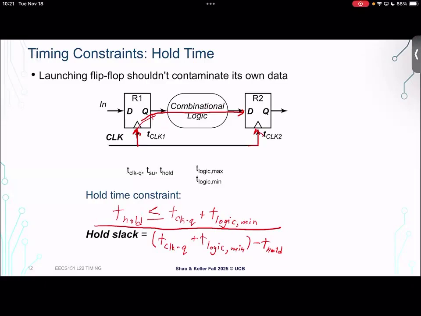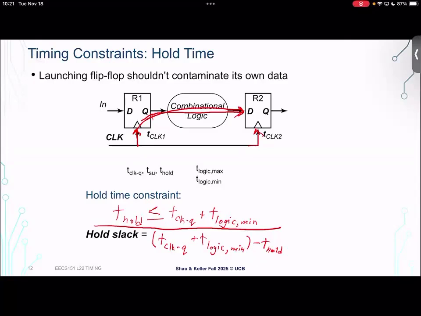So one of the reasons that hold time seems a little non-intuitive is that it seems like this should be a trivial or easy constraint to satisfy, right? In particular, if the clock is arriving at both of the flops at the same time, how can there somehow be a path that's so fast that D can update before that clock edge? Right? It seems almost paradoxical. And so indeed, in many cases, hold time is not an issue.